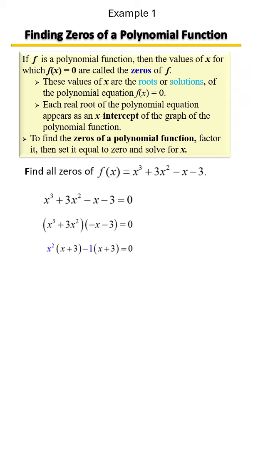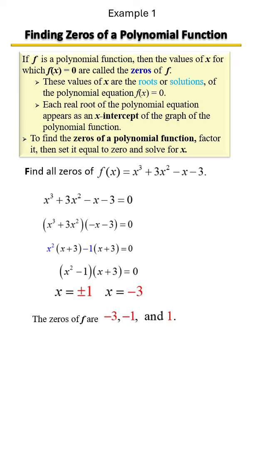And so we still have a GCF here. We have a GCF of x plus 3. And what is left would be x squared minus 1 that you see there in blue. Well, x squared minus 1 is a difference of squares, which can be factored into x plus 1 times x minus 1. So we actually have 3 zeros here, and our 3 zeros are -3, -1, and +1.